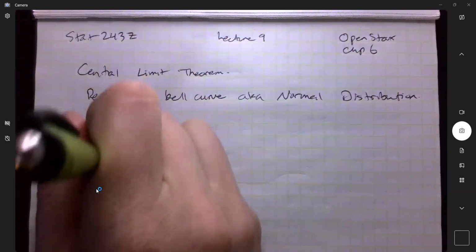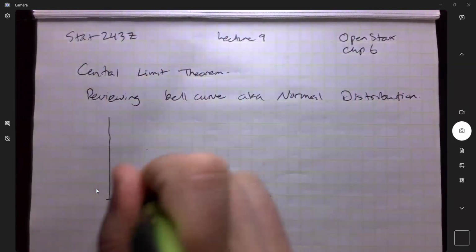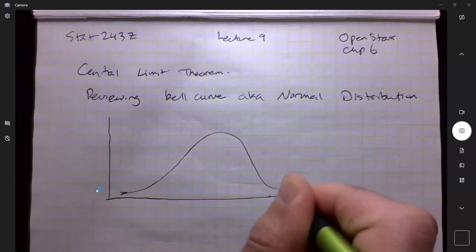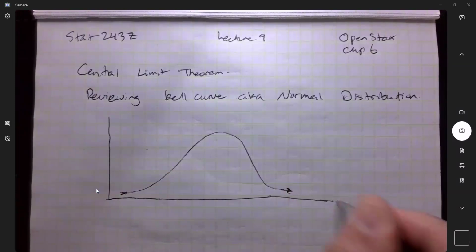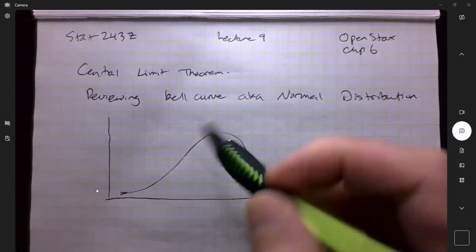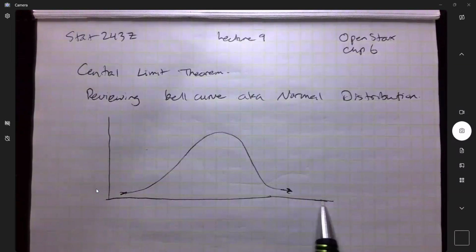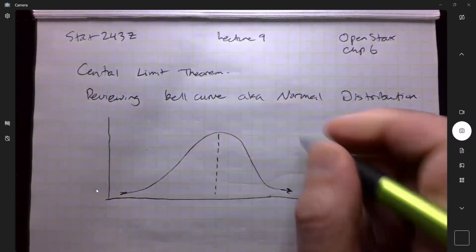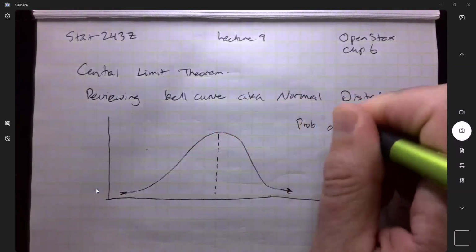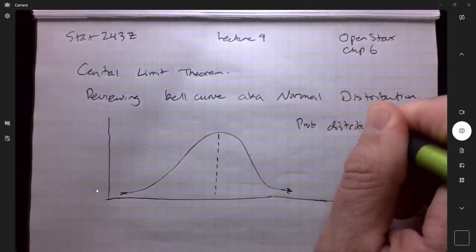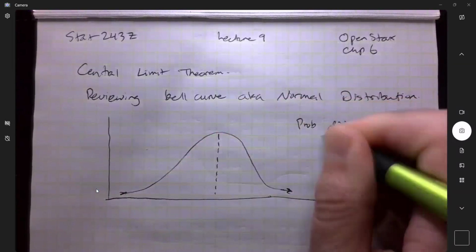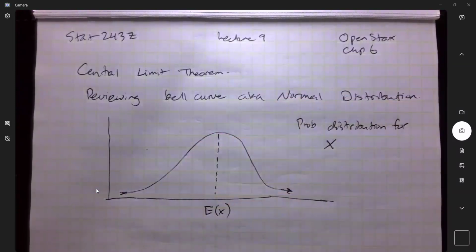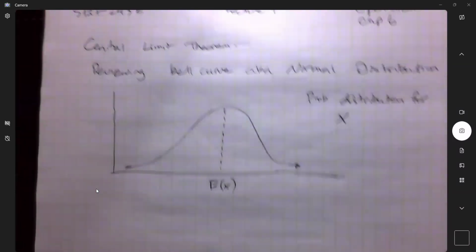So a bell curve, which looks something like this, right? Technically it goes on forever, but we give up after a while and we just stop the curve. And this one is not quite symmetric because my angle is a little off. But let's pretend it's totally symmetric. If this is a probability distribution for a random variable x, then the center of our bell curve is our expected value of x.